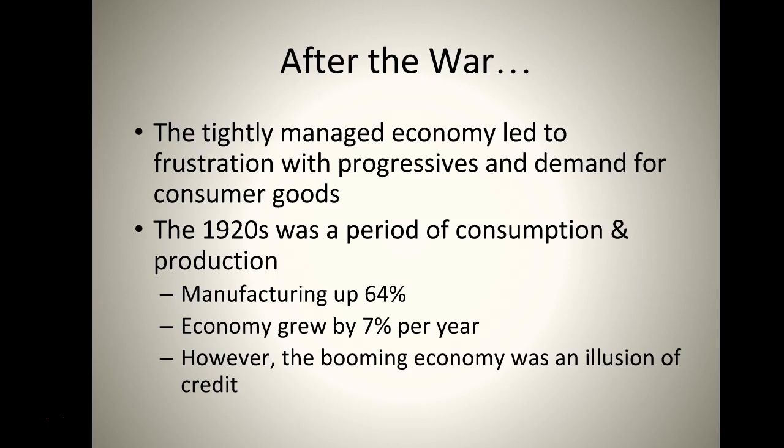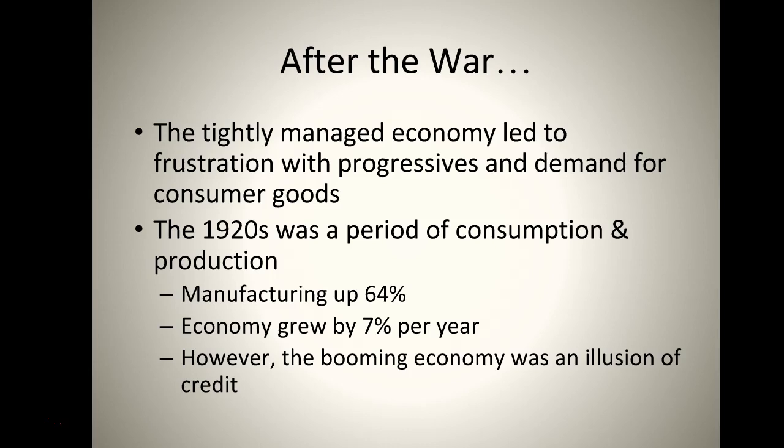So we're going to look at manufacturing that's up by 64%, an economy that grows by 7% per year. However, the booming economy is largely an illusion of credit. This economic growth is due to poor information. People that are borrowing money to buy goods, and there's no attention to the fact of the debt ratio, companies that have too much supply, and they don't keep track of that.